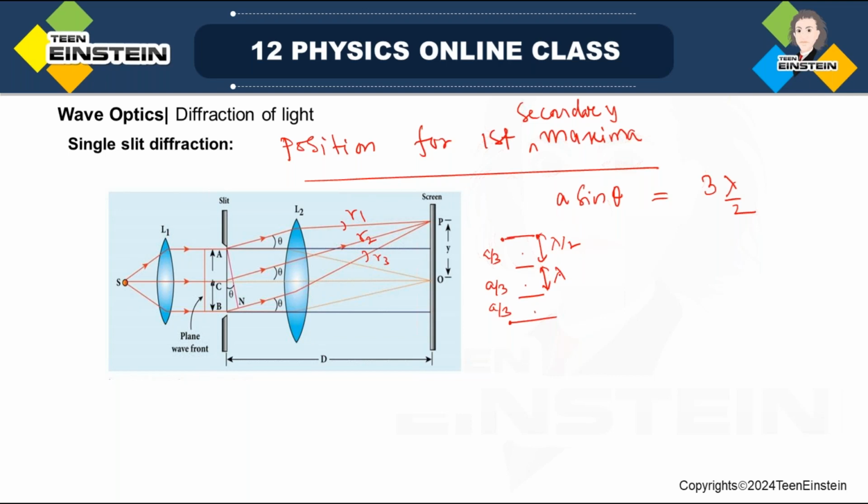For this much it will be lambda by 2. For this much also it will be lambda by 2 path difference, right? That means any ray you take from here and here, they will actually interfere destructively. If you take any rays from between these two, they will interfere destructively, isn't it?